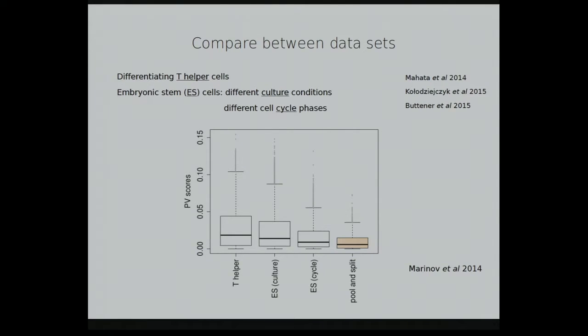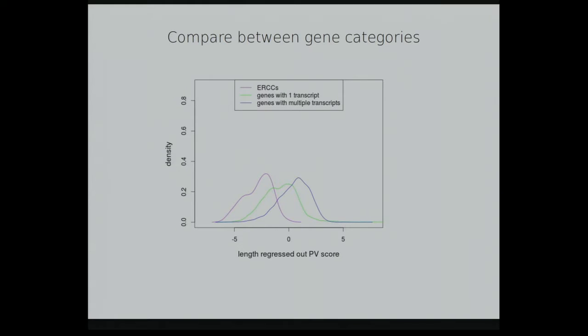And then I also took genes from different gene categories to see how our PV works with these gene categories. The first one, ERCCs, has a distribution in purple. These are the spike-ins, which are supposed to be very stable, conserved short sequences, and which are not alternatively spliced. So they should have the lowest PV, and which we see in this case is the leftmost.